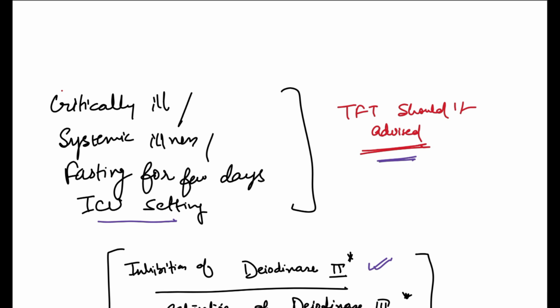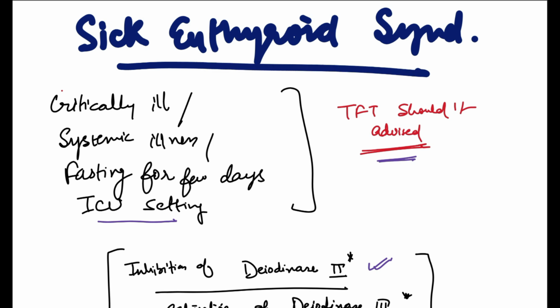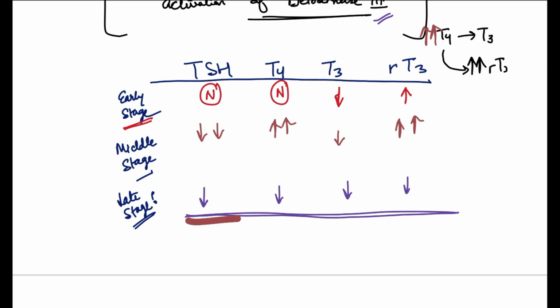This is what we call sick euthyroid syndrome. This syndrome is due to the release of interleukins and cytokines. Because of the release of these inflammatory mediators, there is catabolism of all the hormones.